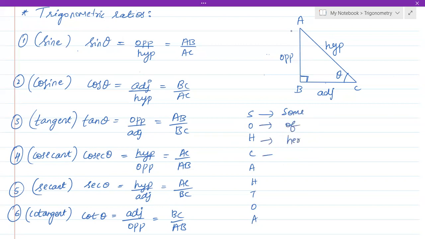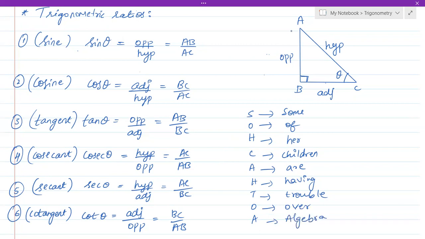So this S stands for some of her children are having trouble over algebra. So you can just remember this statement. Some of our children are having trouble over algebra.